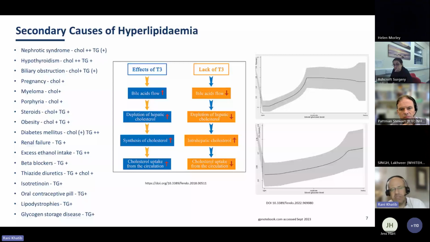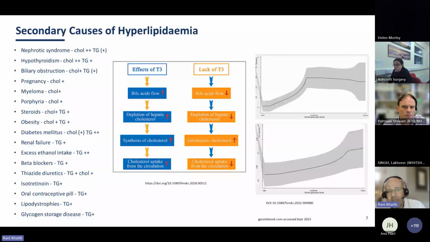The second thing which is important in assessing your patient for hyperlipidemia or lipid profile is to do an HbA1c. And the reason we do that is in order to exclude diabetes, but also if your patient's diabetes is not well controlled and HbA1c is elevated, you're likely to have high triglycerides.